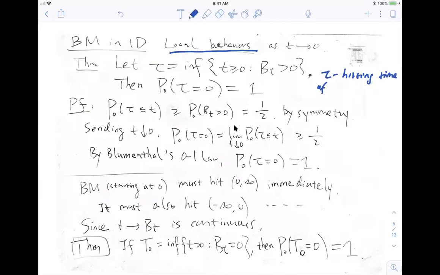of the positive axis. You can guess, this tau should be 0. This tau is the first time the Brownian motion hits the axis. Let's say starting from 0, of course this tau should be 0. Tau cannot be bigger than 0 because for any tiny time, it can be positive. Now, if you think of Brownian motion as a scaling limit of random walk, this tau can only be 0. But we want to prove this.